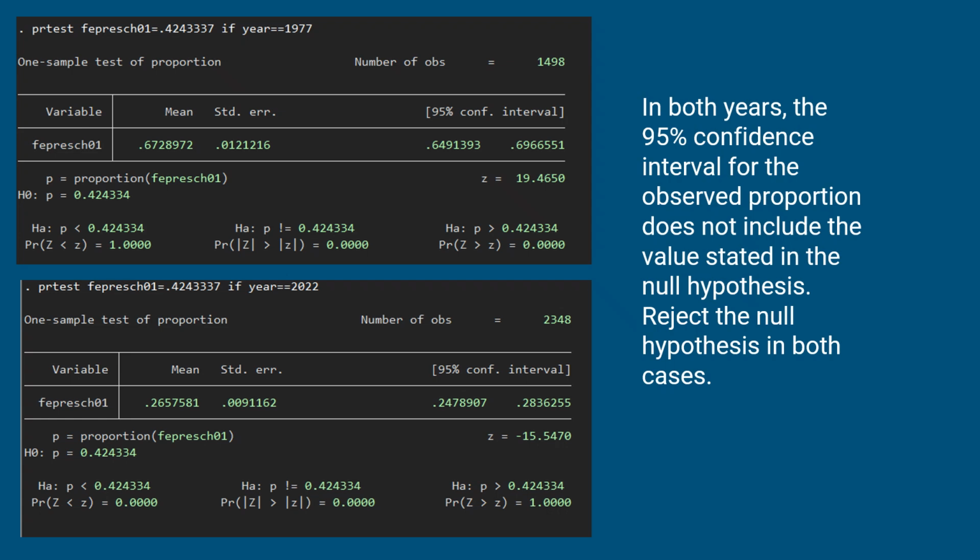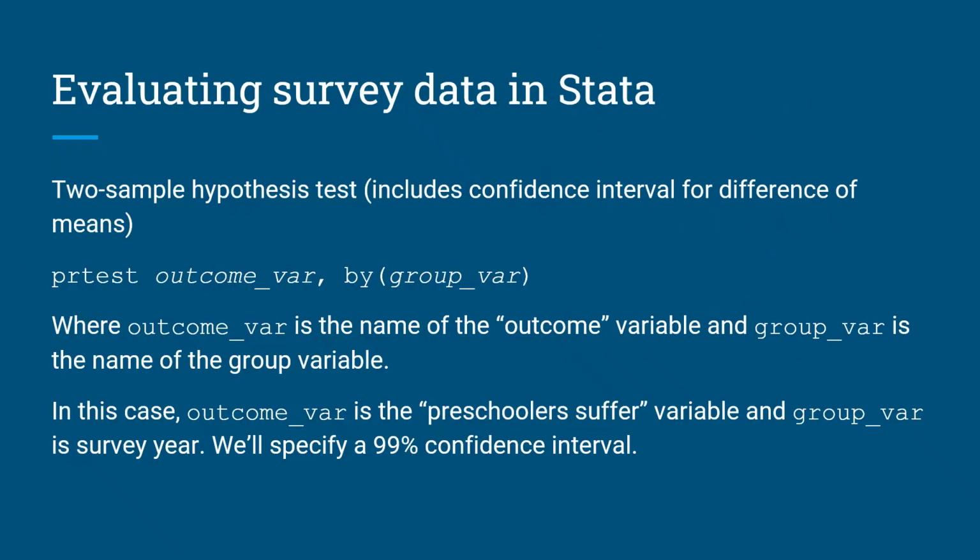So in both years, the 95% confidence interval for the observed proportion does not include the value stated in the null hypothesis. Neither of these ranges includes 0.424, and so we reject the null hypothesis in both cases. So that's one way of doing a one-sample hypothesis test, where we've broken the data out into its two different periods and compared those values to some stated null hypothesis.